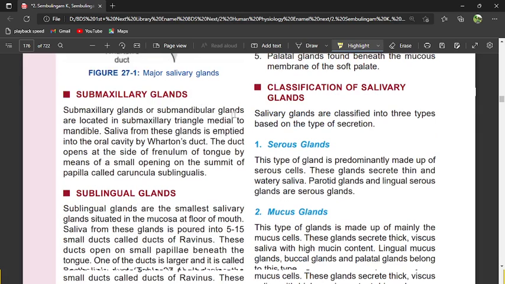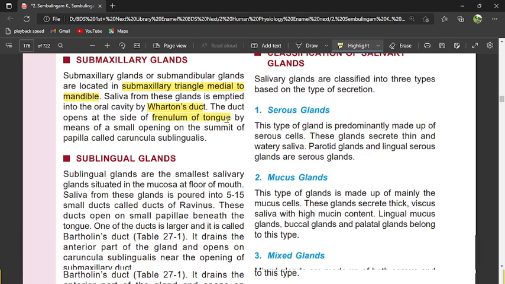Submaxillary gland or submandibular gland, they are located in the submaxillary triangle, which is medial to the mandible. The saliva of these glands is emptied with that of the Wharton's duct. The duct opens on either side of the frenulum of the tongue by means of a small opening on the summit of a papilla that is called caruncula sublingualis.